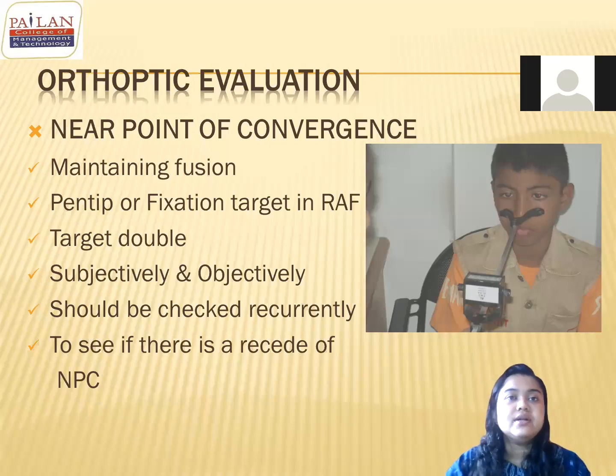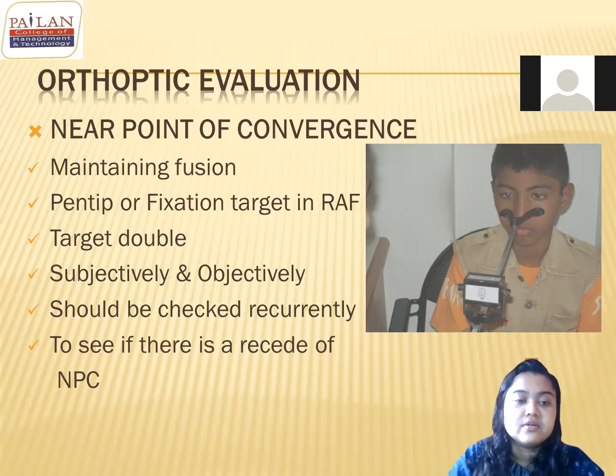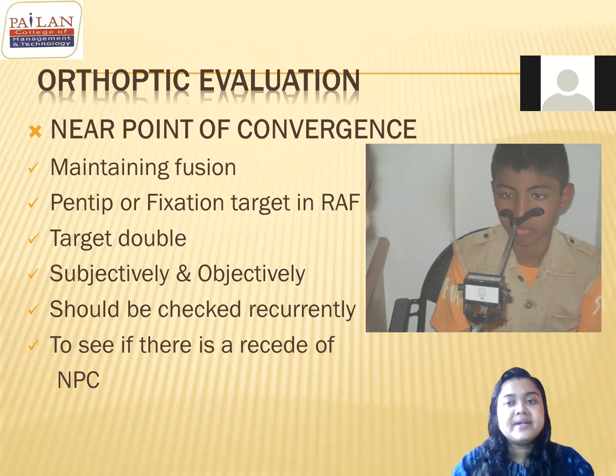Subjectively also you can do it. You ask the patient to fix at the pen tip, and once you bring it slowly towards his nose, when he tells you it gets doubled, that is the value you note down for the subjective response for near point of convergence. Hope it is clear to all of you. In the previous class itself I discussed this near point of convergence. Any questions?